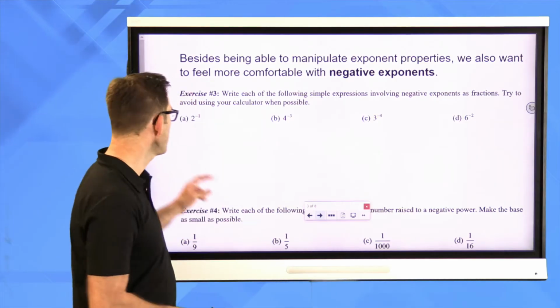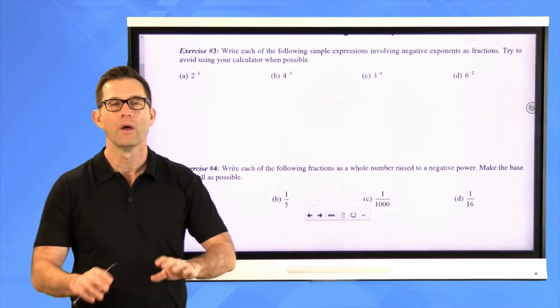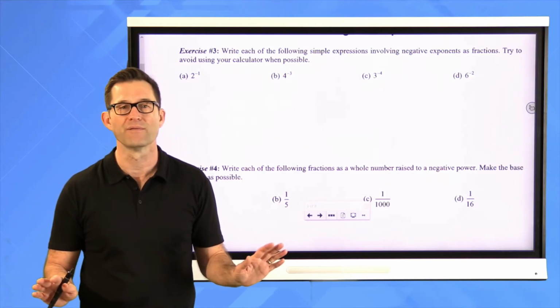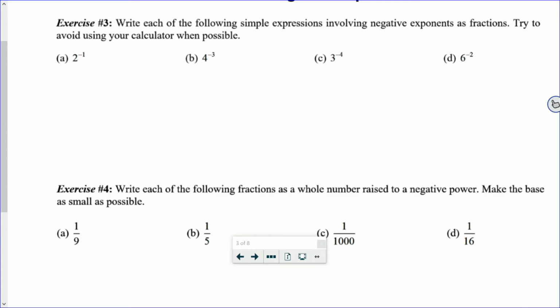So let's take a look at exercise number 3, which is purely numerical. Both 3 and 4, purely numerical, no variables involved. Let's take a look at number 3. Write each of the following simple expressions involving negative exponents as fractions. Try to avoid using your calculator when possible.